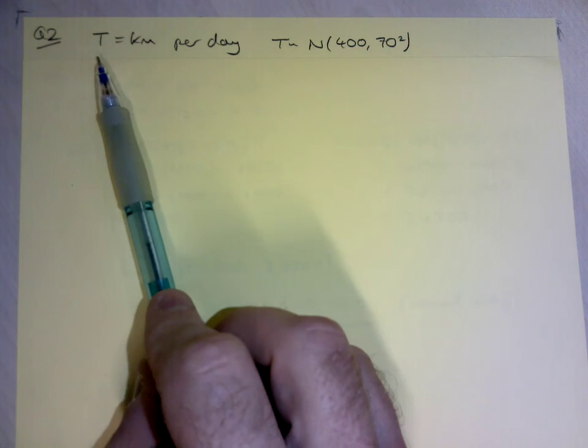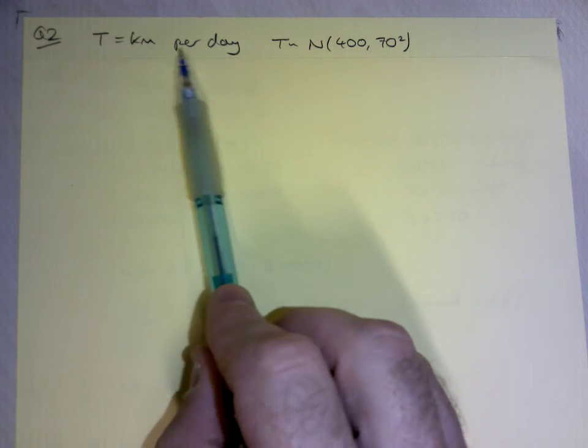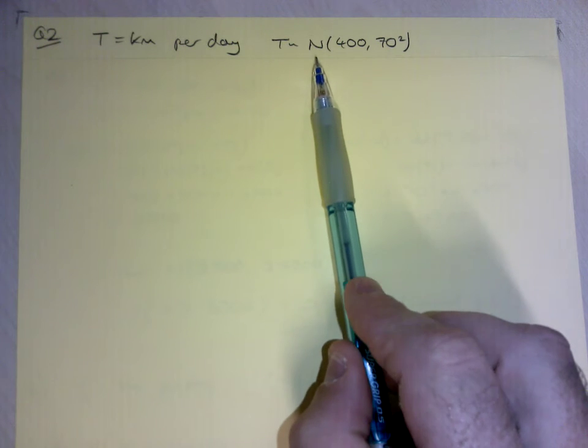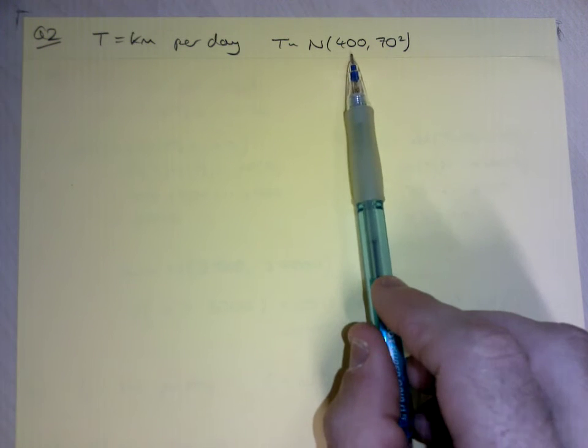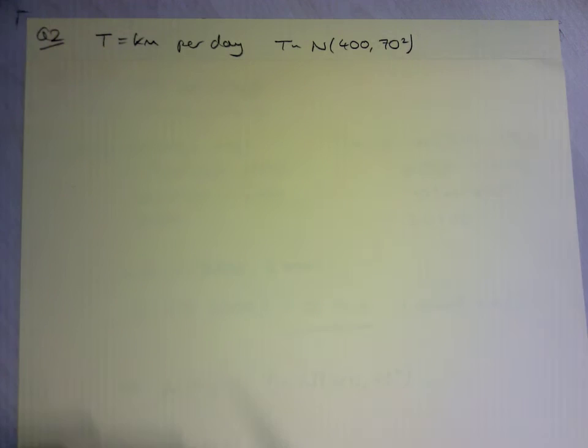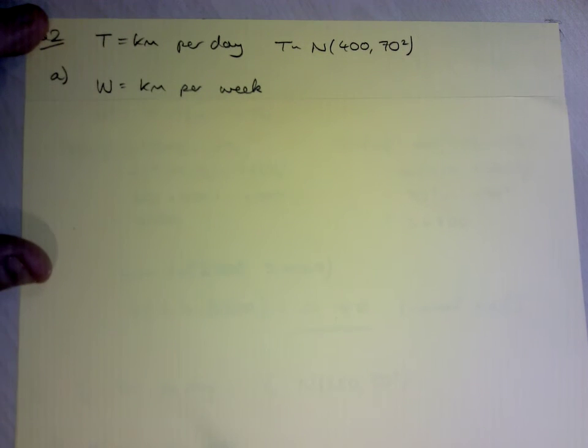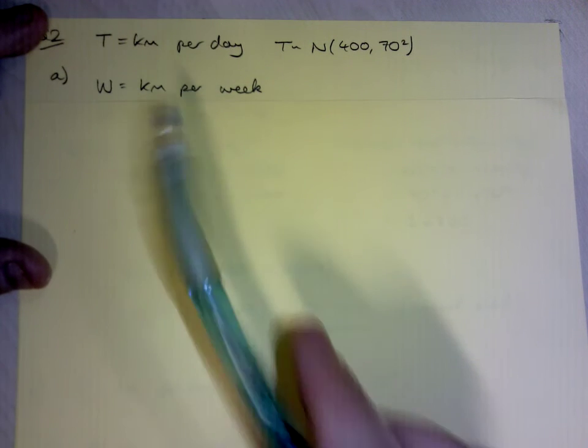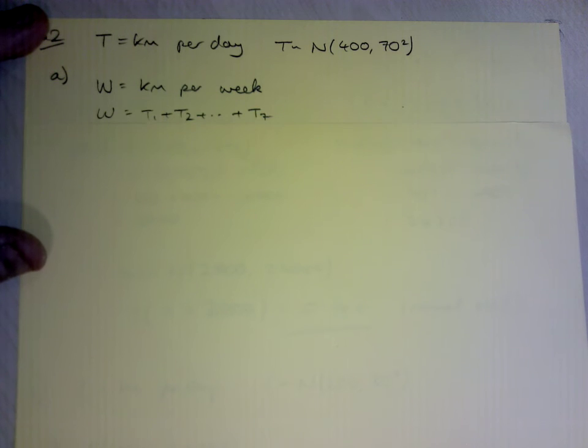Okay, question 2 talks about a taxi driver, and tells me the kilometres it travels per day, T, is given by a normal distribution with mean 400 and standard deviation 70, so variance 70 squared. Let's go. It talks about kilometres per week, so I need to work out the distribution for the kilometres per week.